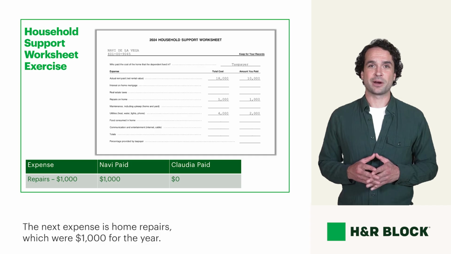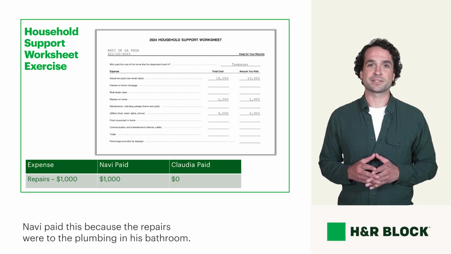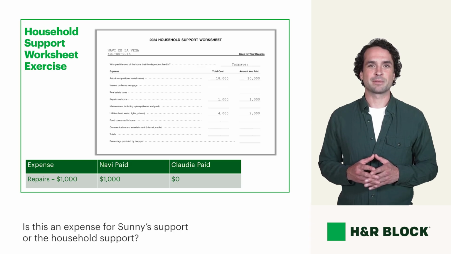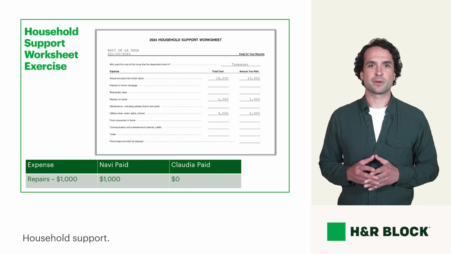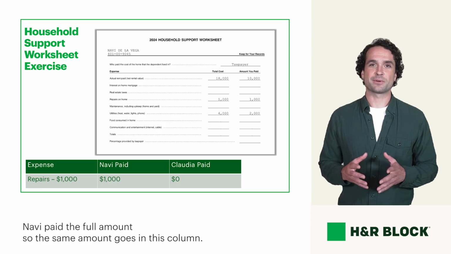The next expense is home repairs, which were $1,000 for the year. Navy paid this because the repairs were to the plumbing in his bathroom. Is this an expense for Sunny's support or the household support? Household support. We'll add the total repairs to the worksheet. Navy paid the full amount, so the same amount goes in his column.